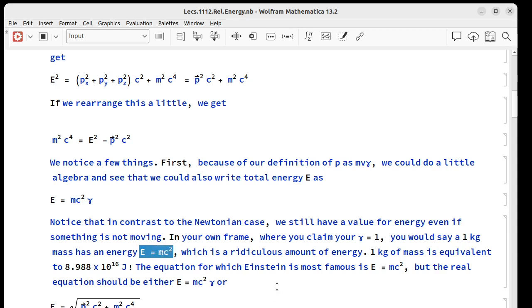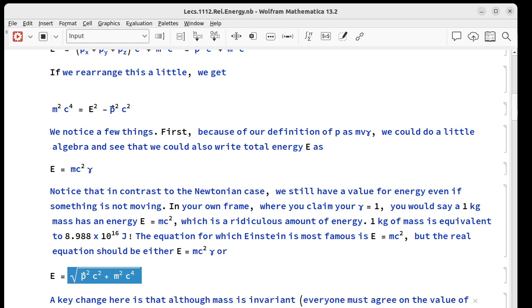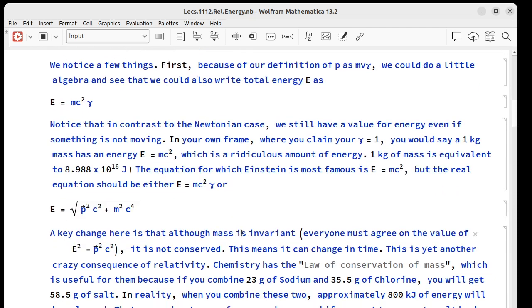This is that famous equation that Einstein is associated with. We would get it from this by saying there's no momentum because it's in my frame. So this disappears. E squared is m squared c to the 4th, or E equals mc squared. This is a crazy amount of energy associated with every little bit of mass. It means 1 kilogram of mass is equivalent to about 9 times 10 to the 16th joules. The real equation, instead of E equals mc squared, though, should be E equals mc squared gamma, the big one here. Now, the big idea here is even though mass is invariant, it's not conserved.